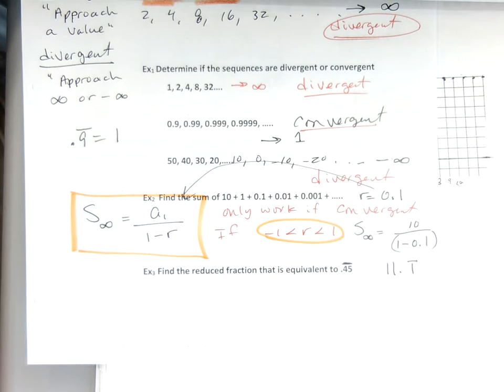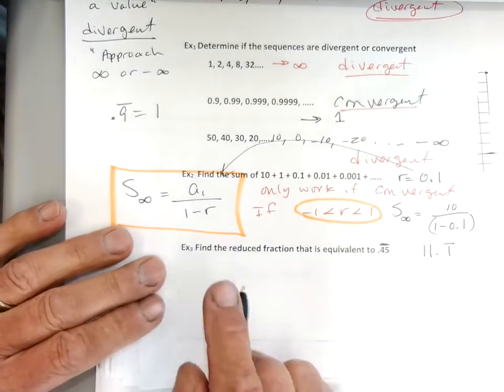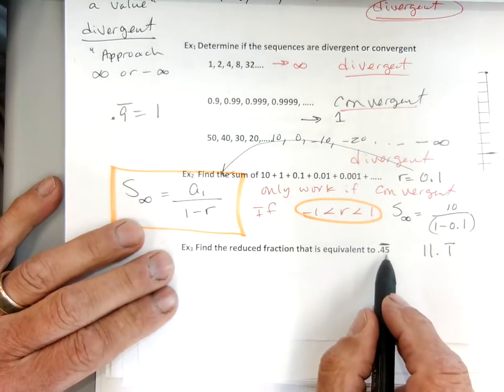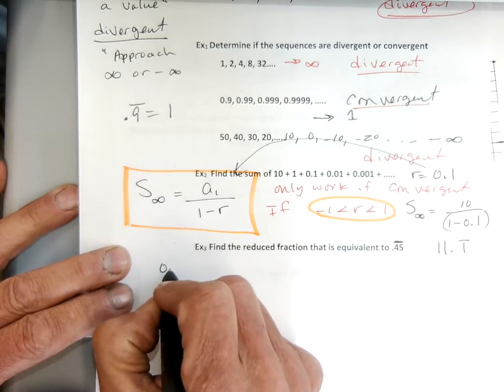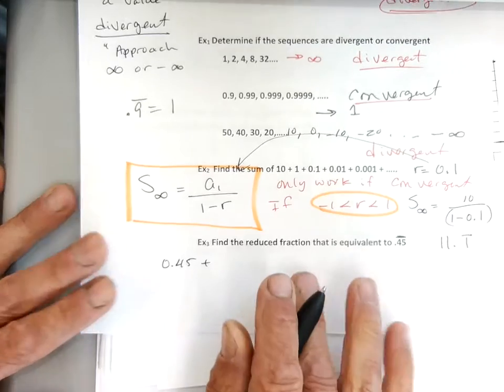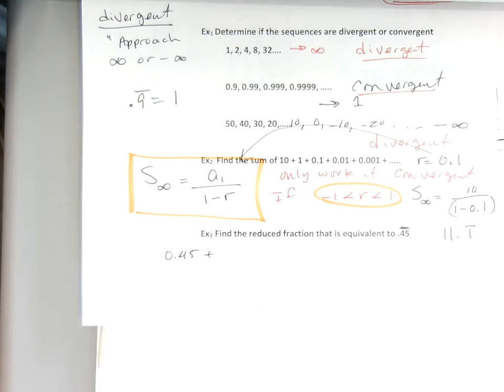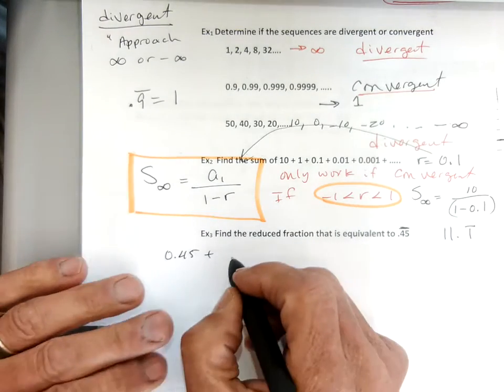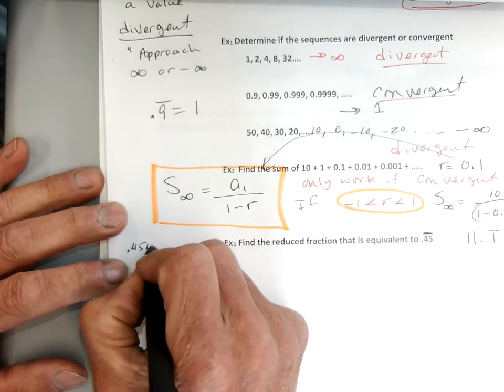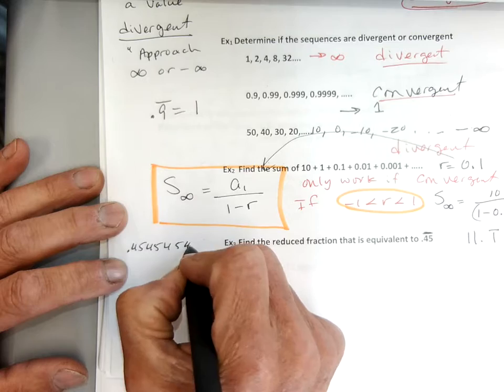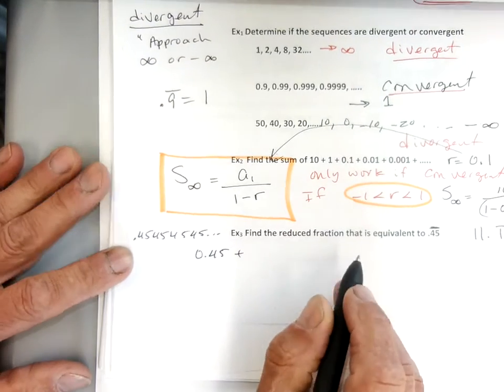Now, every repeating decimal can be changed into a fraction. We got 0.45 repeating. So in a sense, it says find the reduced fraction that's equivalent to 0.45 repeating. Okay, so let me show you what's going on. I have 0.45 plus, okay? So this problem is 0.45454545, right? It's a repeating decimal.